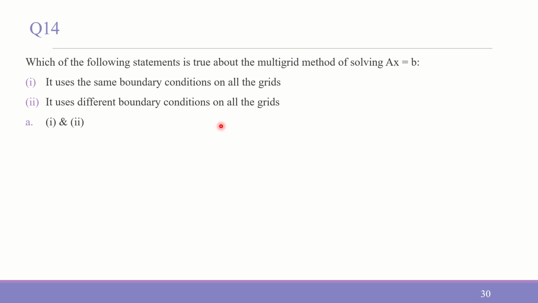So which of the following statements is true about the multigrid method of solving Ax = B? It uses the same boundary condition on all the grids. So statement 1 is the right statement, whereas the second statement, which mentions that it uses different boundary conditions on all the grids, is a false statement. That is not the true statement.